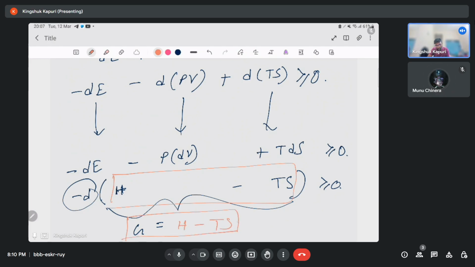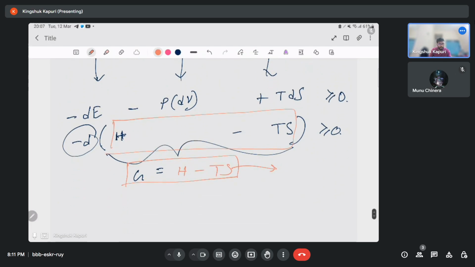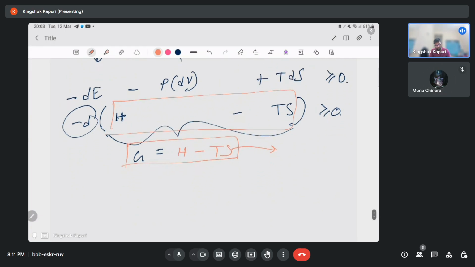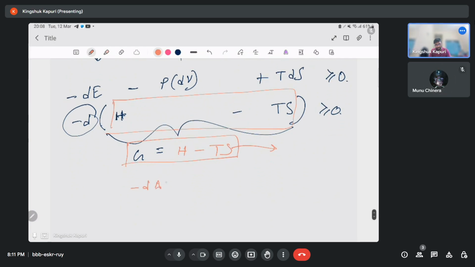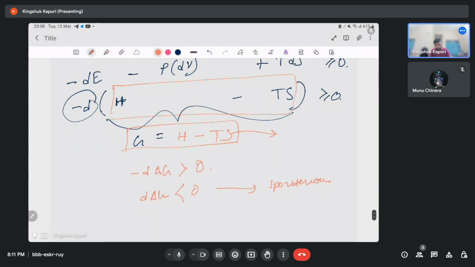So now you know the proof, how we can prove this from the first law of thermodynamics, right? So minus d del G is greater than 0 and del G is less than 0 for spontaneous. And when d del G equals 0, it is the equilibrium condition.